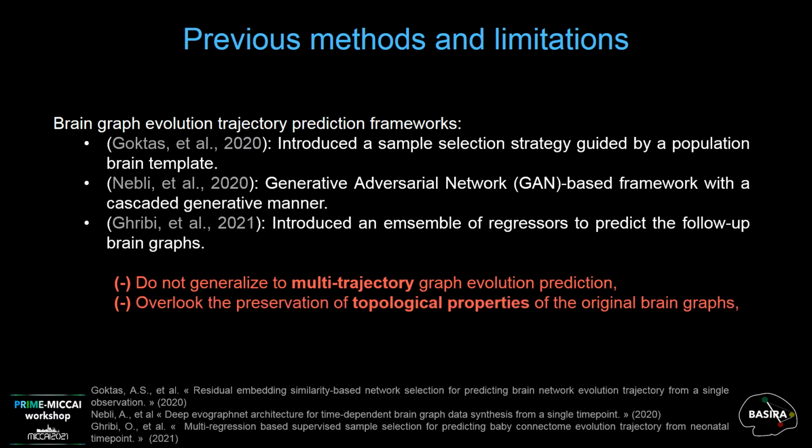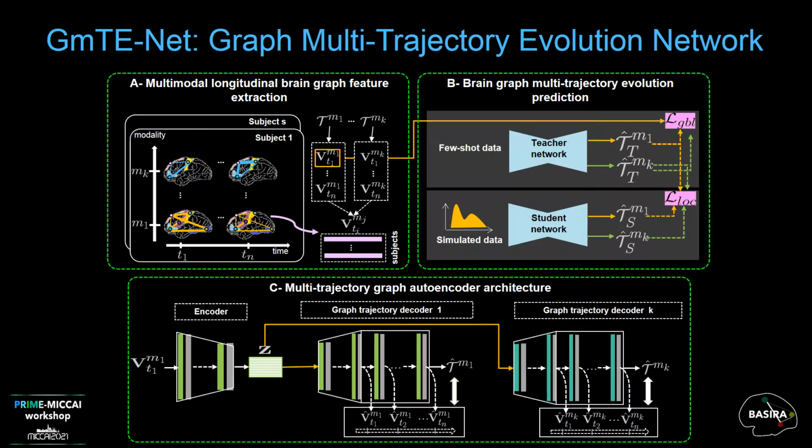Furthermore, they overlook the preservation of topological properties of the original brain graph, and they require many training brain graphs to boost model learning, which reduces its learning capacity where only a few training samples exist. To overcome these limitations, we propose GmTE Net, a teacher-student framework trained for jointly predicting multiple trajectories of infant brain graphs from a single neonatal observation.